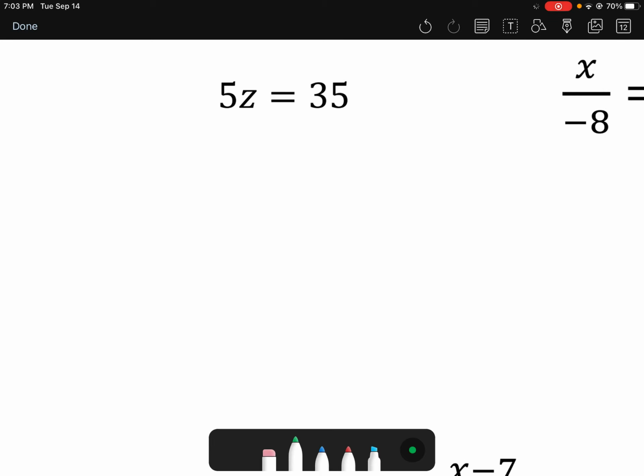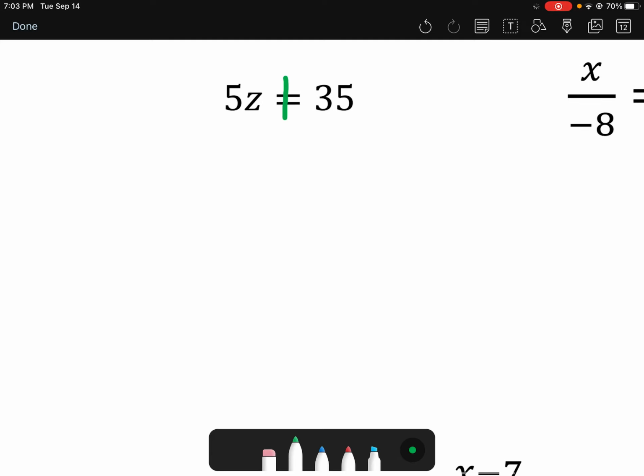5z is equal to 35. I do not see an operation between the 5 and the z. That means that we are multiplying these two. So if you do not see any sign, that means you're multiplying the two. So my inverse operation of multiplication is division. I'm going to go ahead and divide both sides by 5.